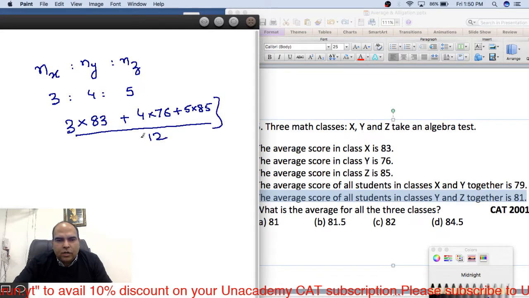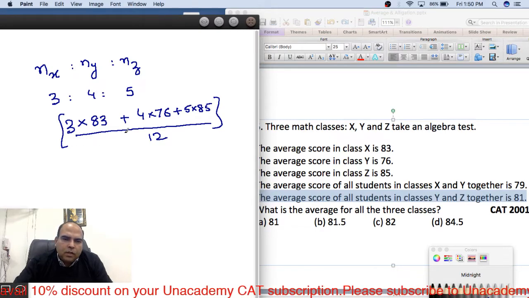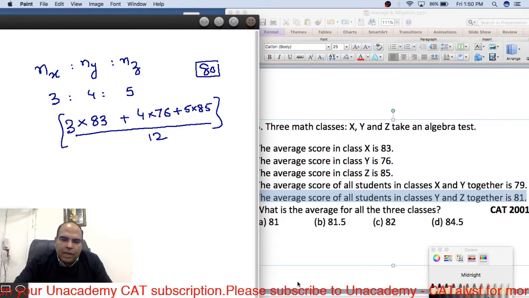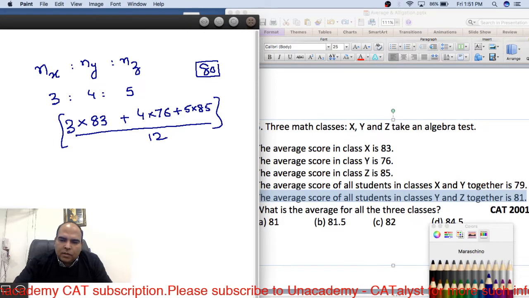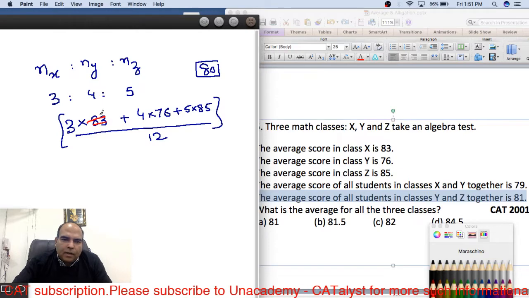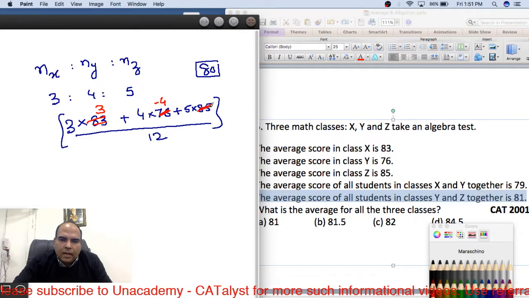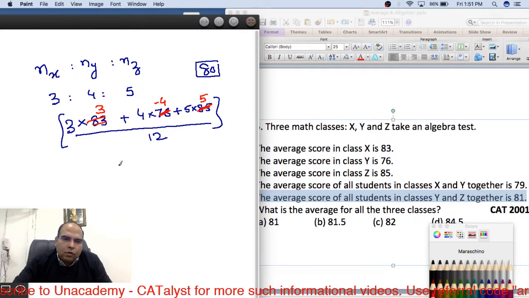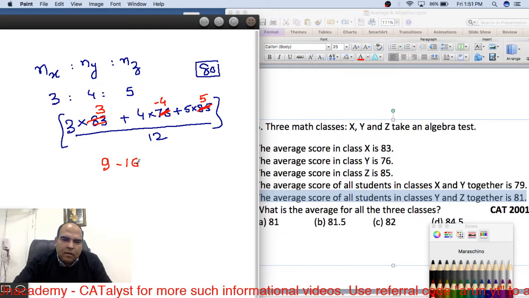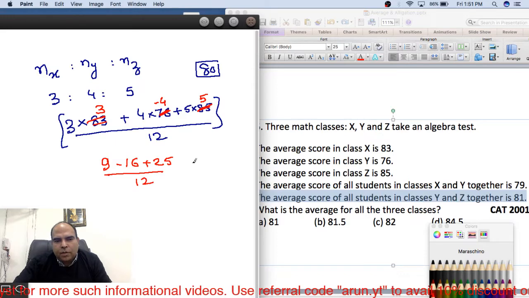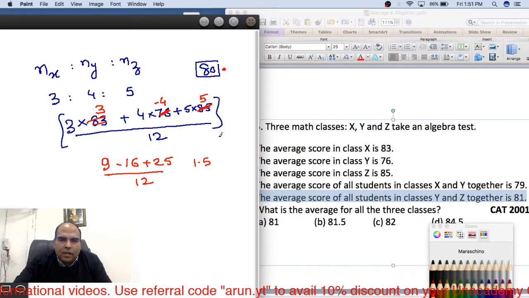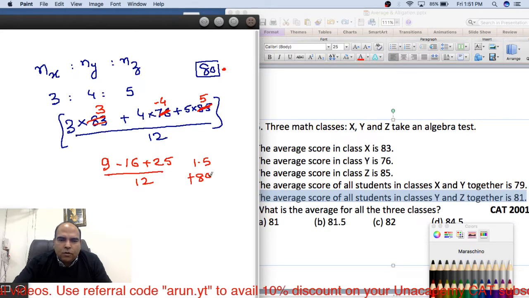और इसका कैलकुलेशन अगर तुमको फास्ट करना है तो what you can do is you can take 80 as the base, and if you take 80 as a base, each of these three numbers would end up becoming 3, minus 4 and plus 5. So your weighted average is going to be 9 minus 16 plus 25 divided by 12, which is 34 minus 16, 18 by 12, which is 1.5. And because you've taken a base of 80, you need to add that base back to get an answer of 81.5.